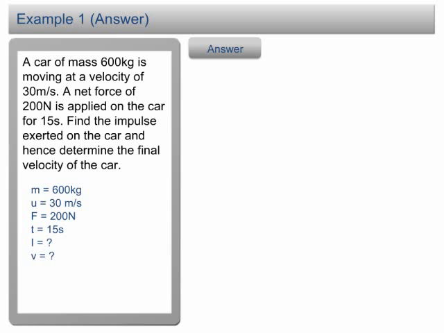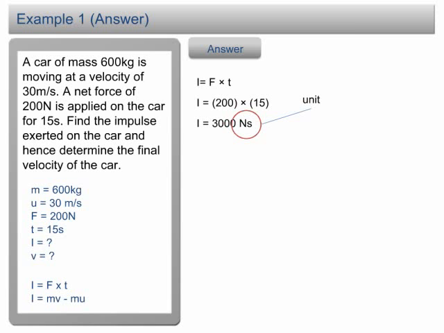Let's see what the formula of impulse is. Impulse is equal to F times t or mv minus mu. We have F and t. Therefore, we choose I equals F times t. Plug in the values of F and t. The impulse is equal to 3000 Newton second. Don't forget to write the unit.